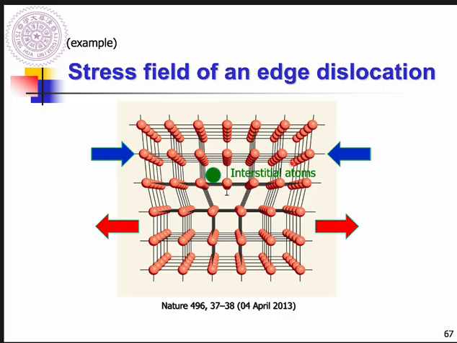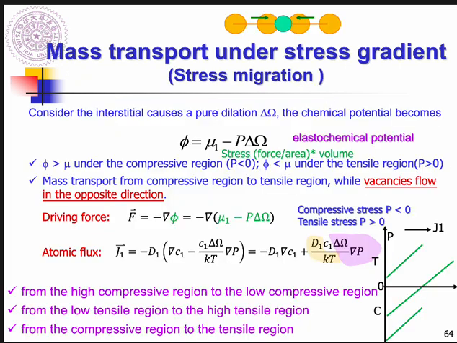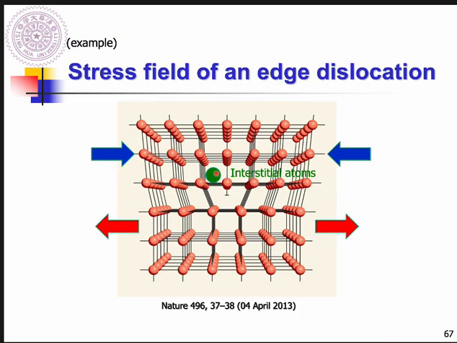Why? This is because the compressive region, because the pressure is negative, you have mu1 plus an extra term, so it has a higher potential. And in the tensile region, the P is positive, so you minus a positive term, so you get a smaller chemical potential. So in the compressive region, interstitials have higher chemical potential compared to the tensile region. So these interstitials tend to move to the tensile region.